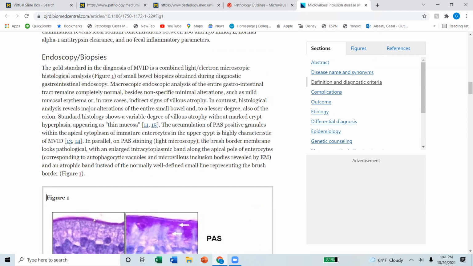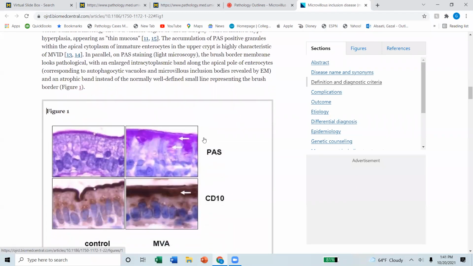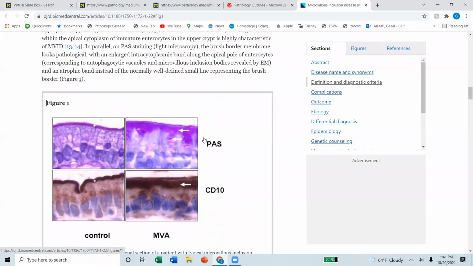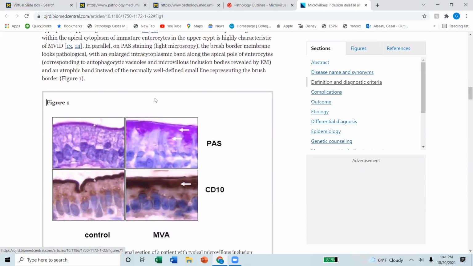The one case that I had at Georgetown turned out to be not a true microvillus inclusion. We did all the stains, nothing made sense, and it wasn't a classic case, so we did not end up calling it microvillus inclusion. But I remember reading about it. So everything you read during residency will come back, even if it's 10 or 11 years old.